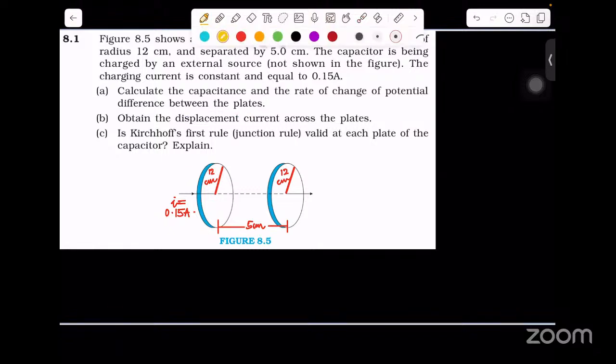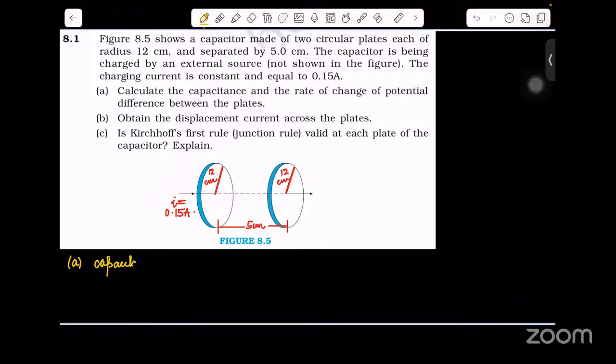So, first of all, the capacitance of any parallel plate capacitor, everyone knows the formula is epsilon naught A upon d, right? Where epsilon naught is the permittivity of free space, A is the cross-sectional area of each of the parallel plates, and d is the separation between the plates.